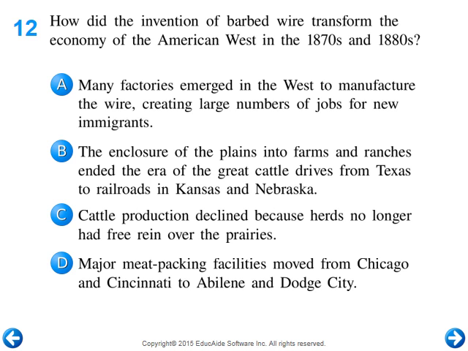B, the enclosure of the plains into farms and ranches ended the era of the great cattle drives from Texas to the railroads in Kansas and Nebraska. All right, that makes sense. It talks about enclosure. It talks about ending cattle drives. So let's hold on to B. C, cattle production declined because herds no longer had free reign over the prairies. No, people were just able to keep up with their cattle better. So it's not C. D, major meatpacking facilities moved from Chicago and Cincinnati to Abilene and Dodge City. No, they didn't. They didn't have the refrigerated railroad cars yet, and this doesn't even talk about that. So it is going to be B.